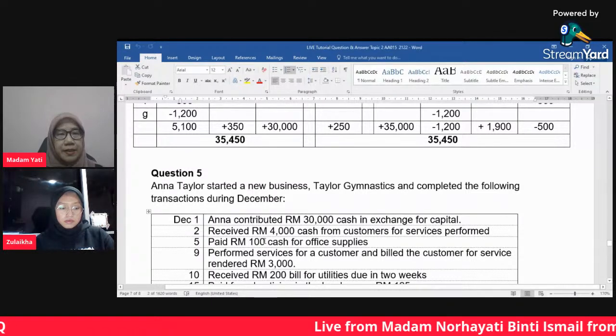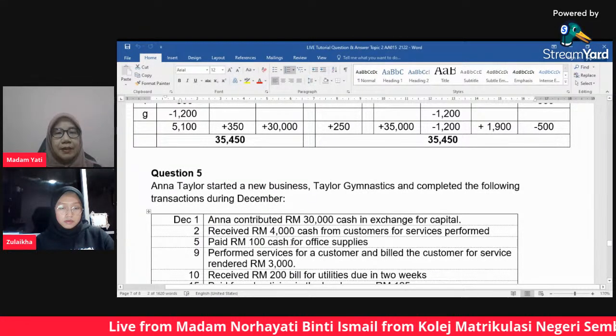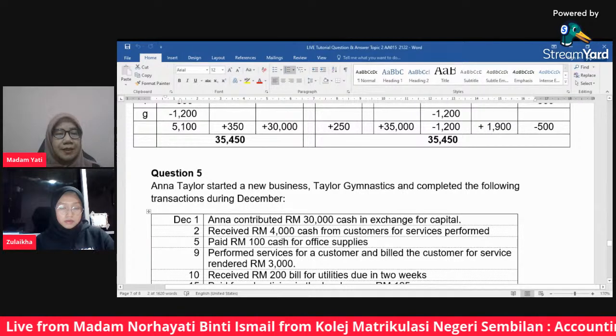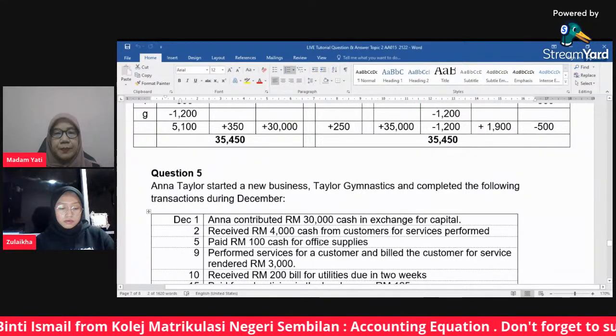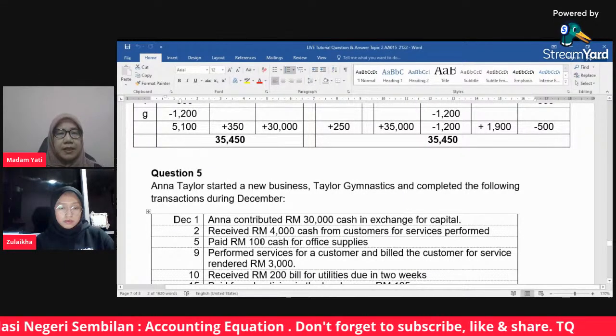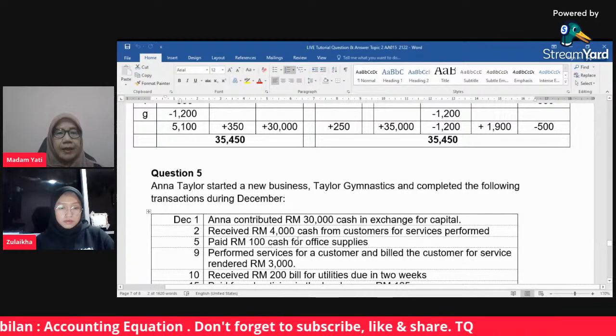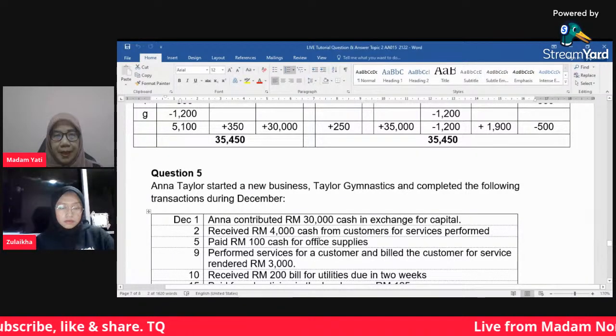So from the transaction, we can see there are 2 accounts involved. One, cash. So cash is categorized as asset, and office supplies. Office supplies is also an asset. So one decrease in asset, that is cash, and at the same time, it will increase in asset, that is office supplies.